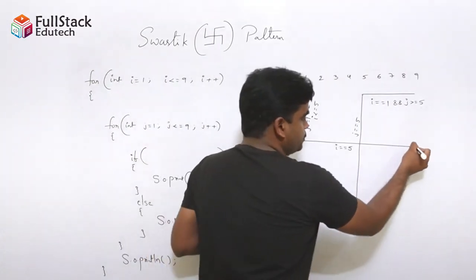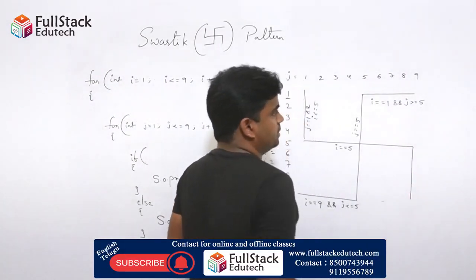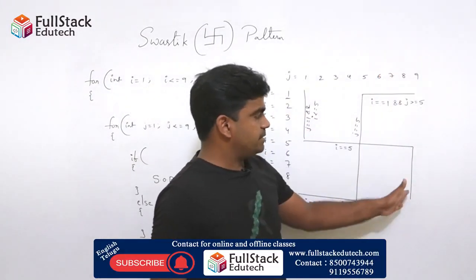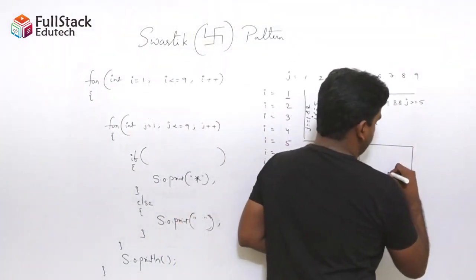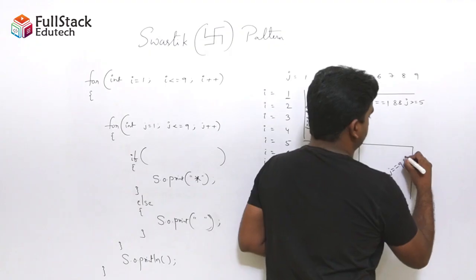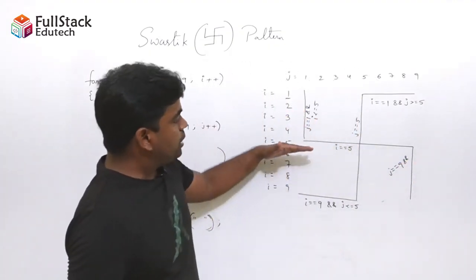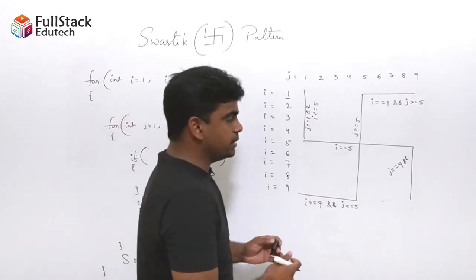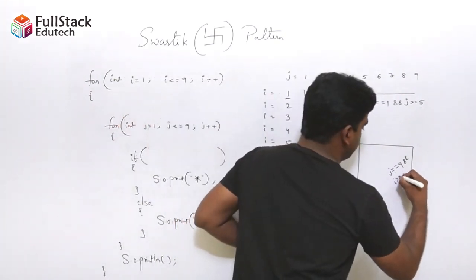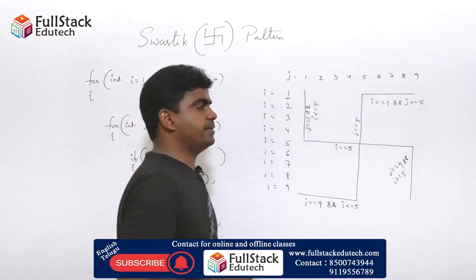The next one I just want to display this one, right? Which column is it? That is j equals to 9. It's the 9th column, but I want to print only when the i value is 5, 6, 7, 8, 9. When it is 1, 2, 3, 4, no need to print. So i is greater than or equals to 5.